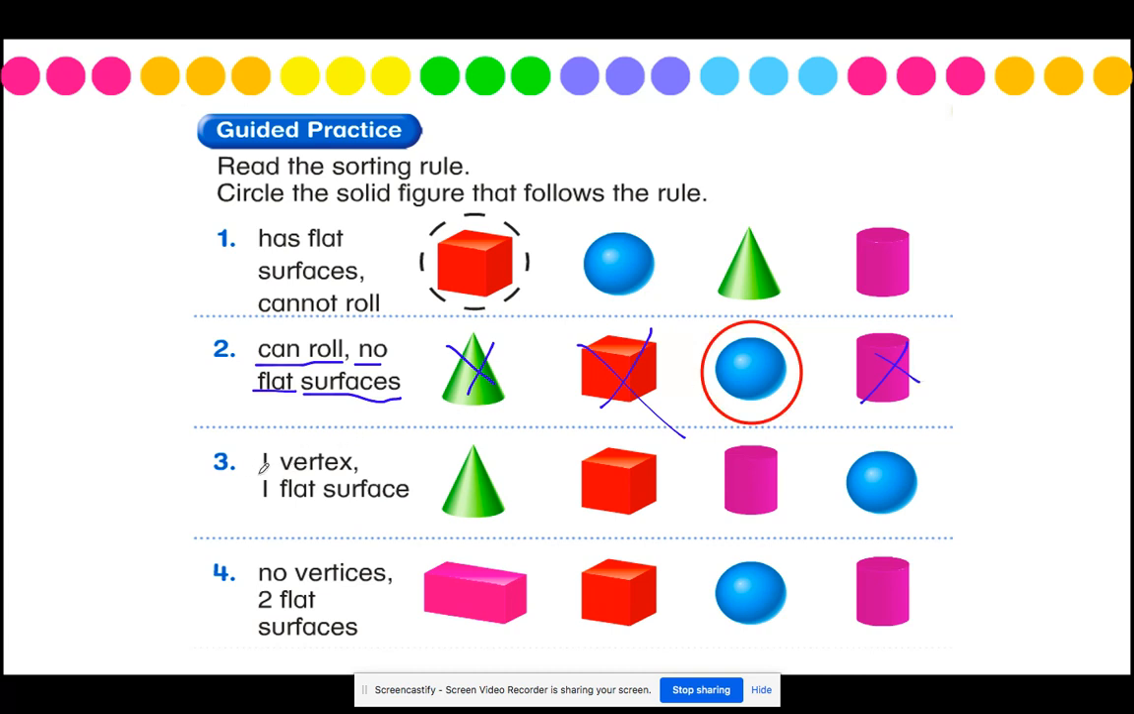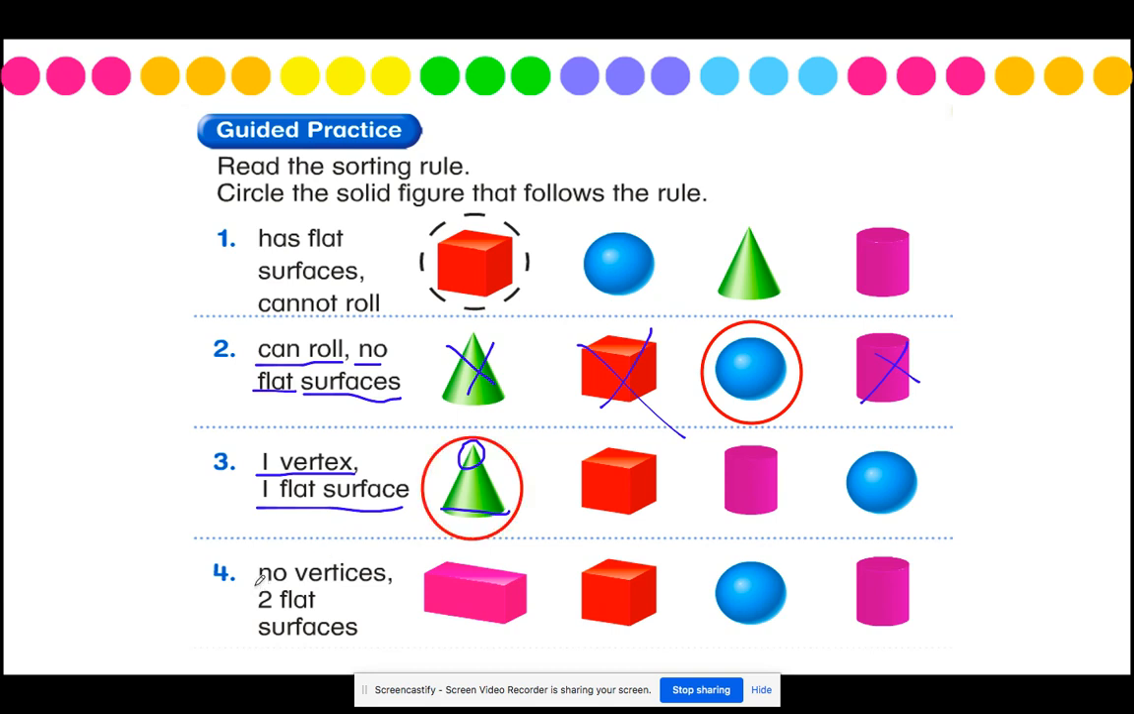Number three has one vertex and one flat surface. Let's start with the first rule. Let's find the shape that has one vertex. A cone has one vertex. We know that a cube has 8 vertices. A cylinder does not have a vertex, and a sphere does not have a vertex. So let's make sure that it could be the cone. Does a cone have one vertex? Yes. Does a cone have one flat surface? Yes. So my answer is cone.